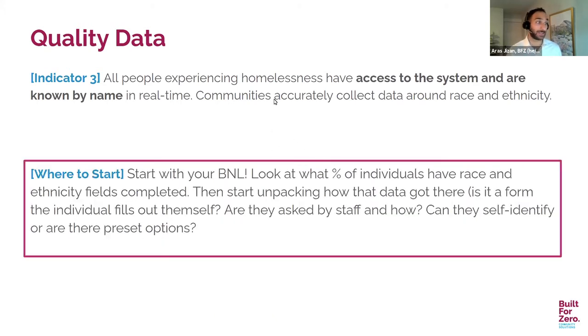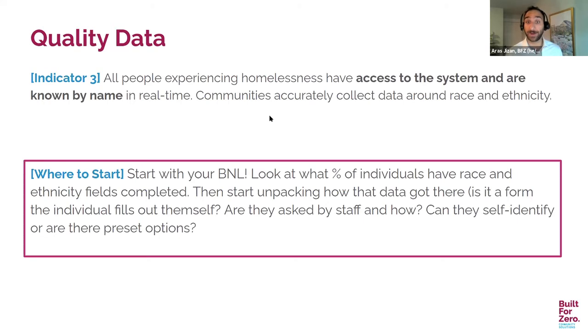And again, I think the place to start is to look at your by name list. Look at what percent of individuals have race and ethnicity fields completed, right? Is your community one of those where this is fairly complete, or do you have a lot of unknowns in there? And then maybe just gut checking with some frontline staff. Do we feel like this data is right? Or is this something that is a little more iffy or shaky on the process, right?